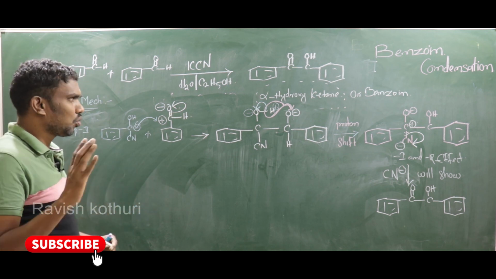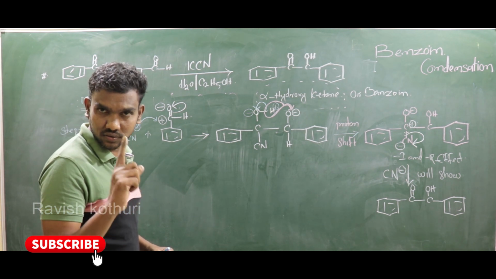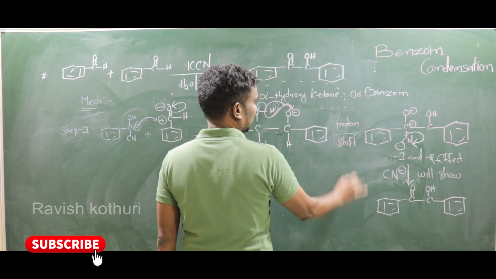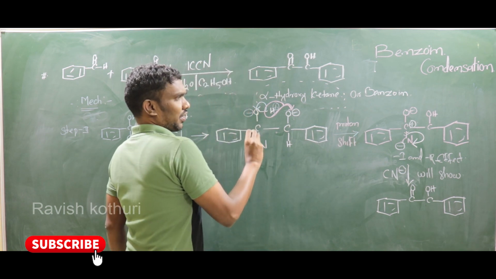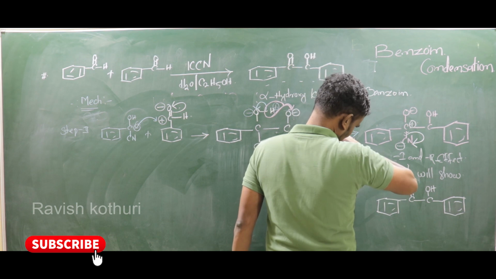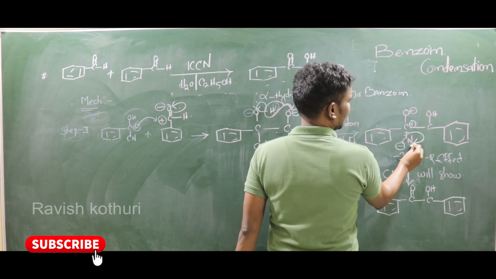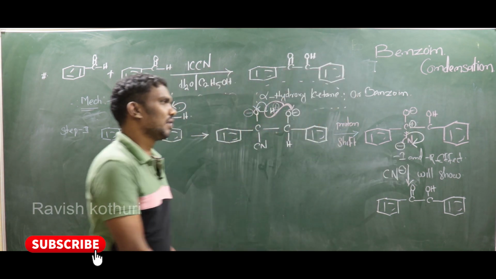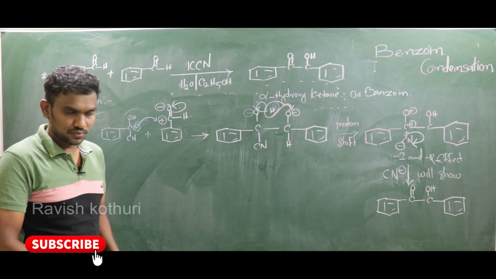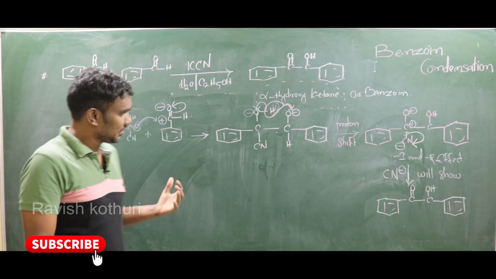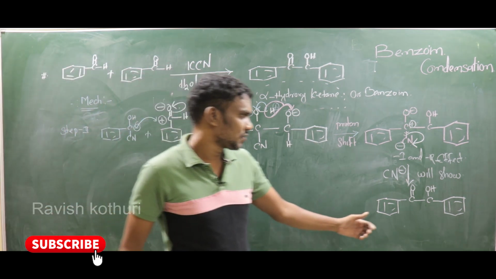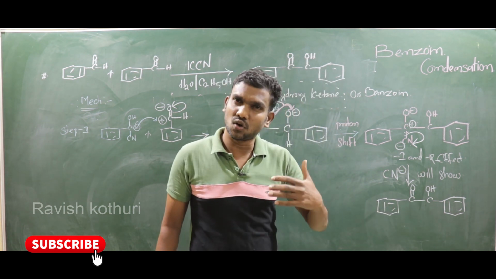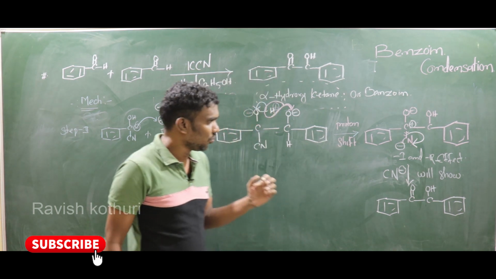Here, what is important actually? Two points are required here. Two points are very important. What are those points? First, see proton shift. Proton shift is very important, and moreover, another point is, see this CN, due to this CN, O minus will be stabilized. So I hope you are clear, everyone. So please be focused. Please take down this. This alpha hydroxy ketone is called as what? Benzoin.